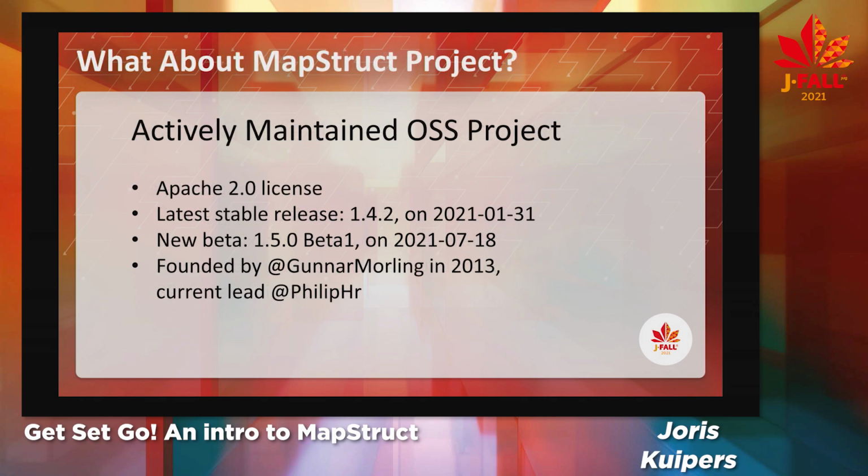It's also a project that is Apache licensed, so it's free to use also for commercial purposes. It is actively maintained. The latest stable release came out earlier this year. There is a new beta coming up with some nice new features. And this thing was founded in 2013, actually, by Java Champion Gunnar Morling. This year, Philip took over, but there are some other people involved.